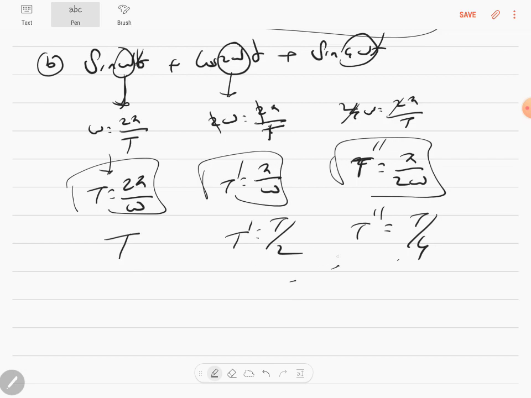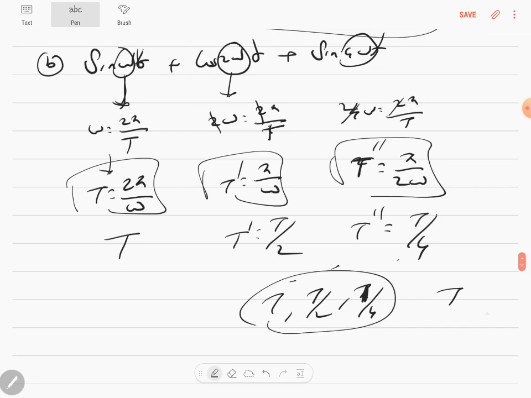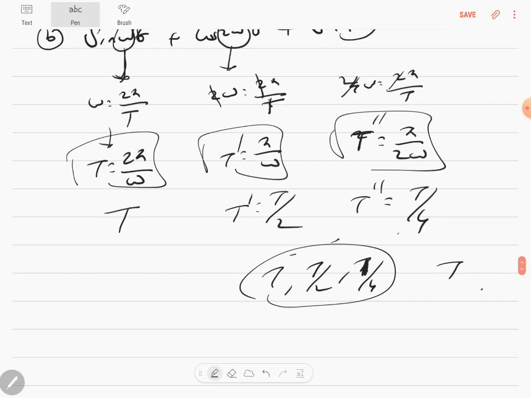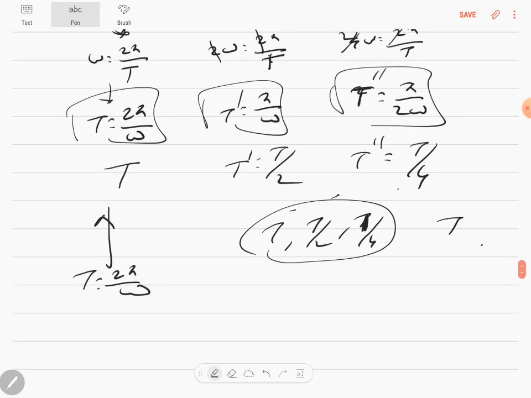So the LCM of T, T by 2 and T by 4 will be T, the least common multiple of all these. So all these functions will repeat themselves at a time period of T, which is T is equal to 2 pi by omega. A small example that I can give you is there are 3 bells.